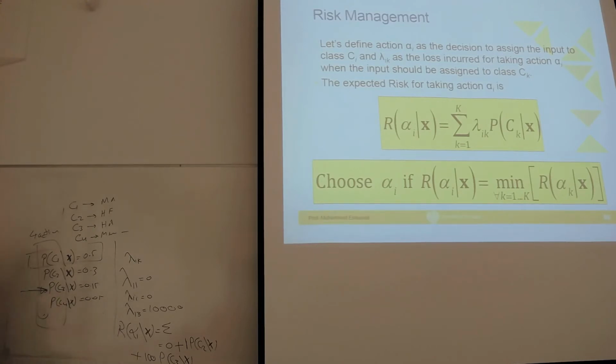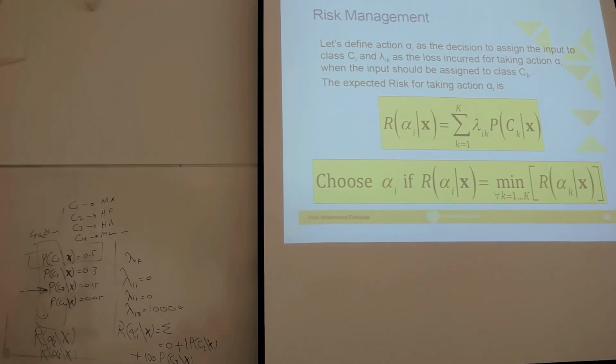Now we do it again: the risk if you select action 2. Action 2 means that you decided that you will have class 2, given X. Then you compute again the risk if you take action 3 given X, and so on. Once you have computed all risk factors for every action, you select the one which has the minimum risk.